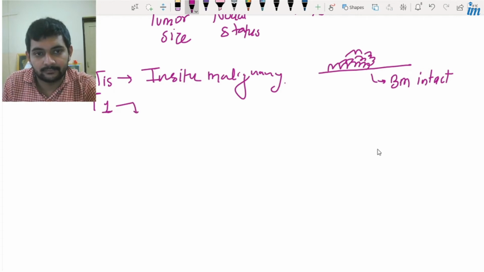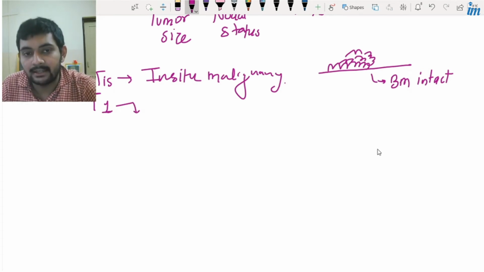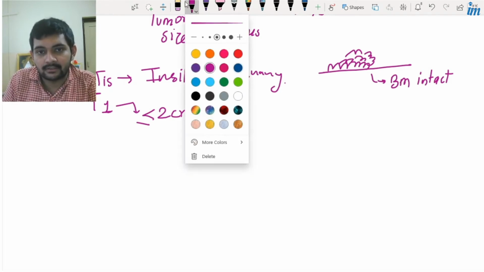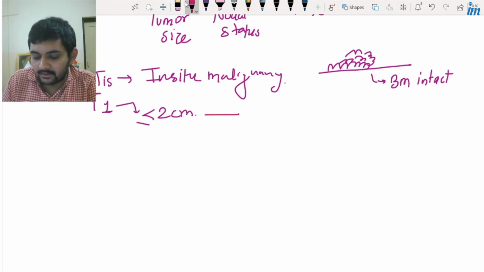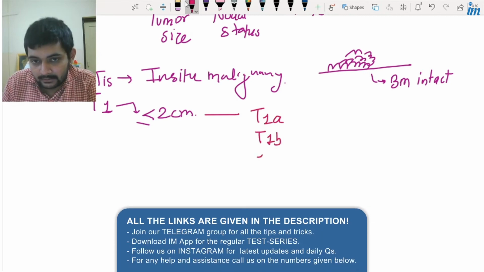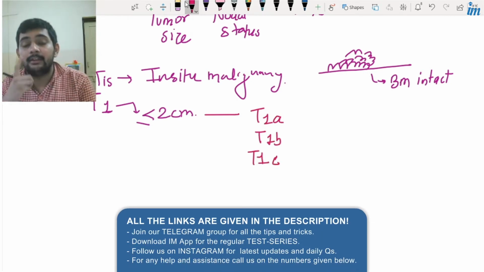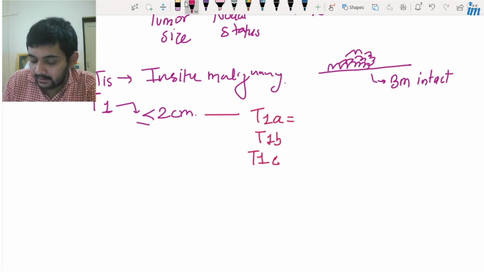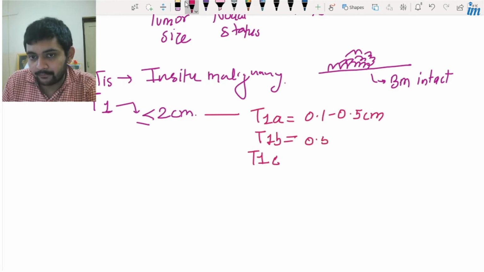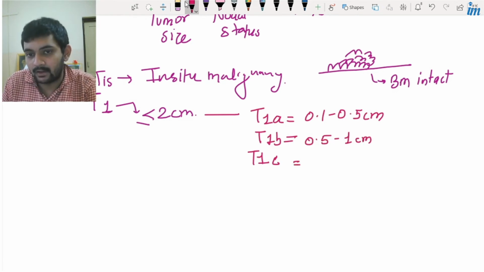If it is T1, it will be less than or equal to 2 centimeters. Now stage T1 is further classified as T1A, T1B, T1C. Okay. Now what is T1A? T1A is 0.1 to 0.5 centimeters. T1B is 0.5 to 1 centimeter, and T1C is 1 to 2 centimeters.